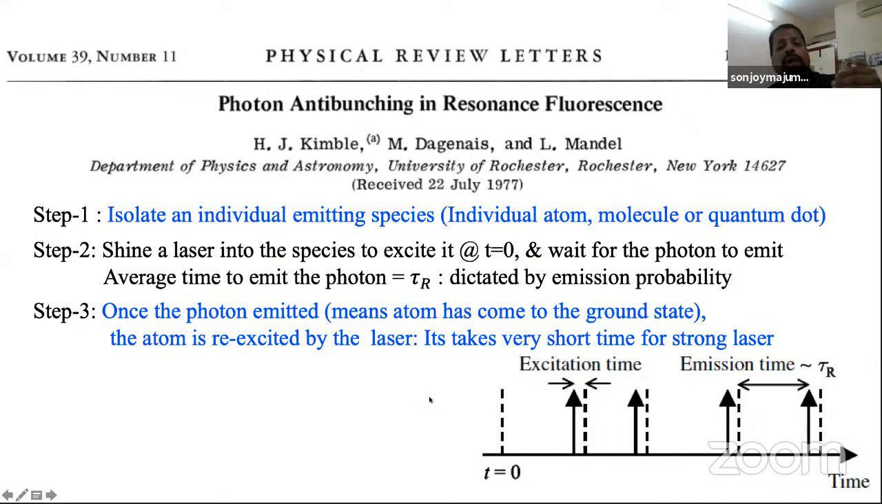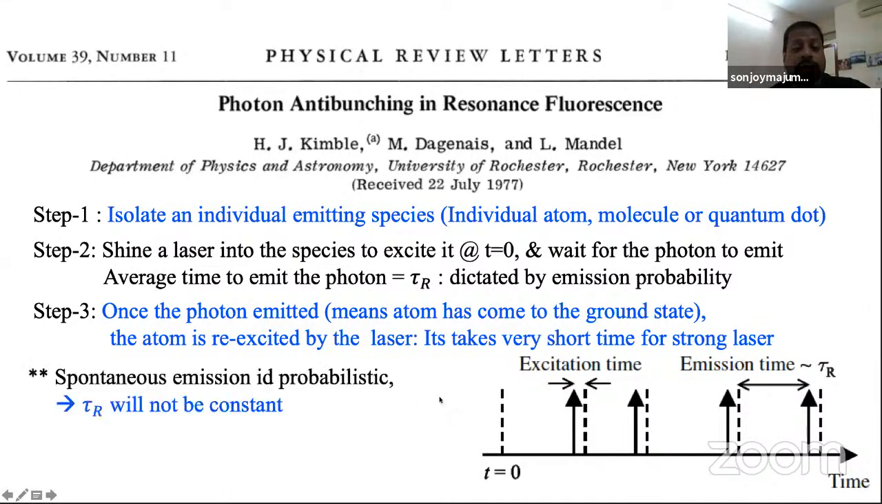But spontaneous emission is not regular; it is probabilistic. It depends upon the probability of emission. That means the tau r which you got in the first emission may not be the same in the second one. But there will definitely be some time, and after some time you will see the photon coming in. So this cycle goes on: absorption, emission, absorption, emission, absorption.